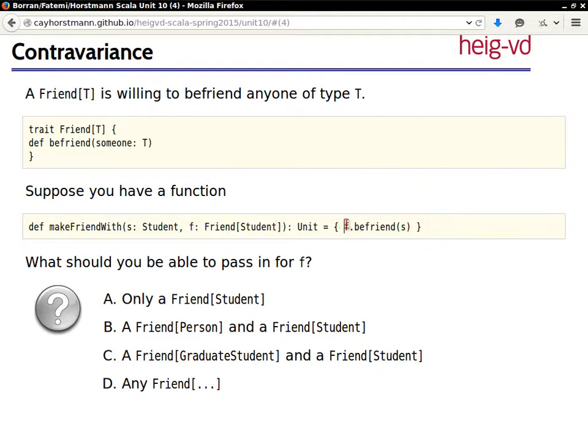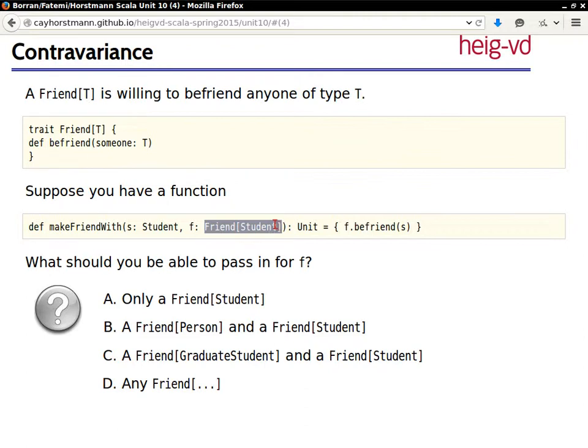Let's see what happens. So they would befriend an S. But that's not so good. An S could be any old student. So that should not work. So notice that now the type relationship has been inverted. A friend of student is expected, but in this case it's actually okay to pass a friend of something more general. And it's not okay to pass a friend of something more specific.